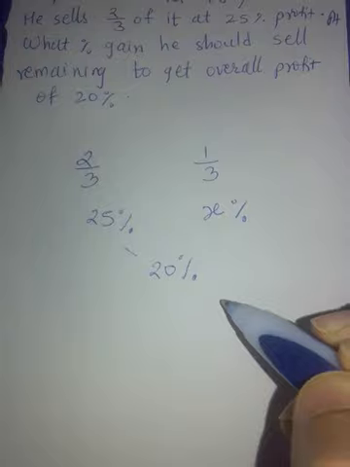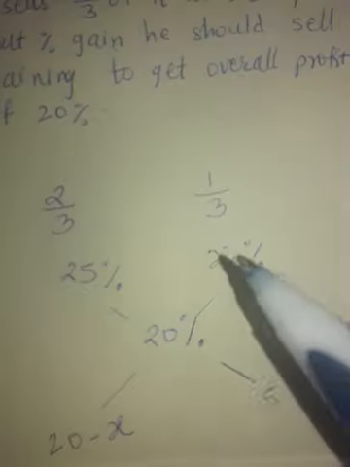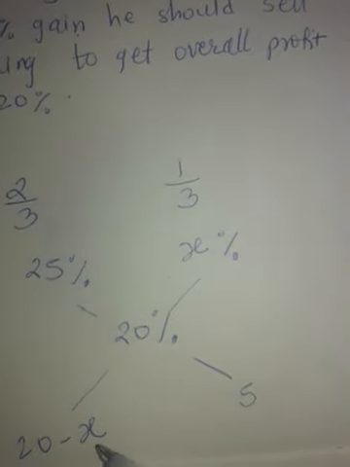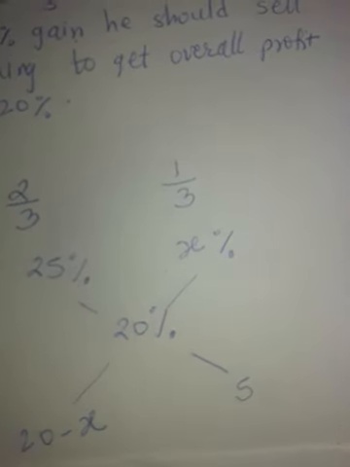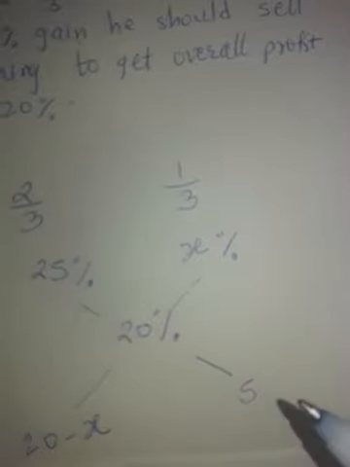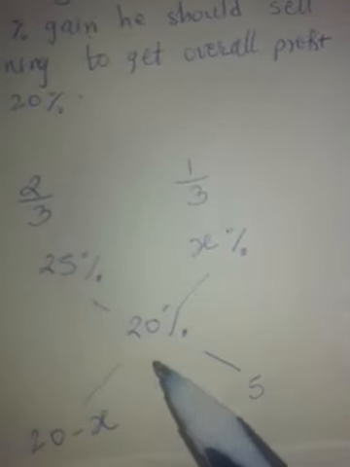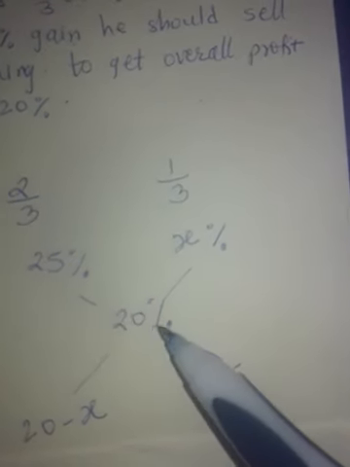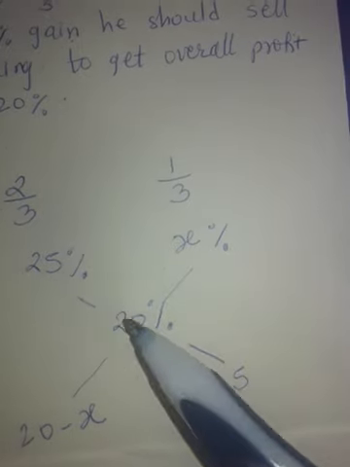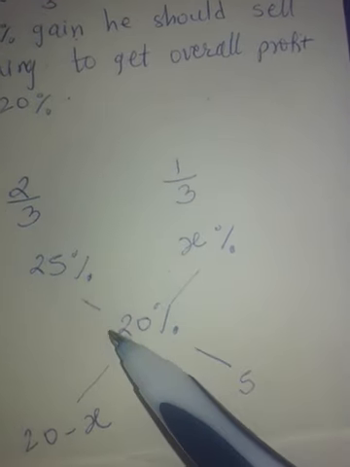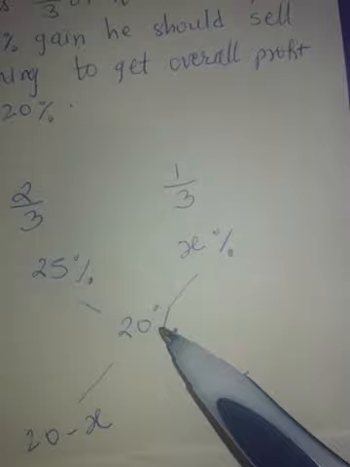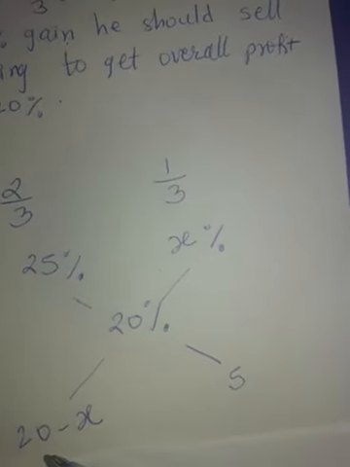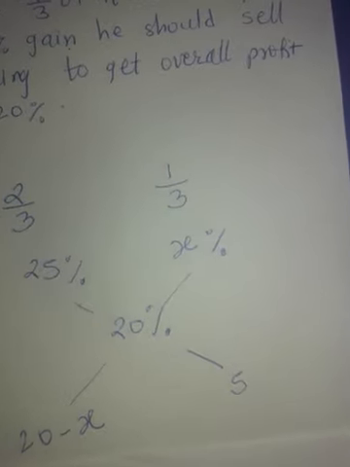So now can I take the positive difference? When I take the positive difference, 25 minus 20 is 5. But this will be X minus 20 or 20 minus X. How to decide that? In the alligation rule, if you remember, the mean has to be between these two quantities. So 20, this mean, is less than 25. That means it has to be greater than X. This mean has to be greater than X. So for the positive difference, I must write here 20 minus X.